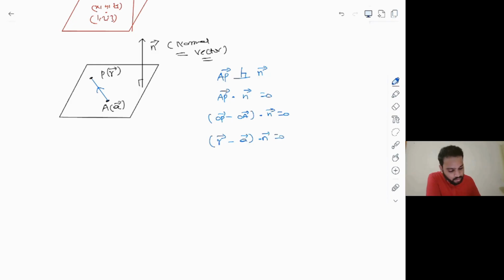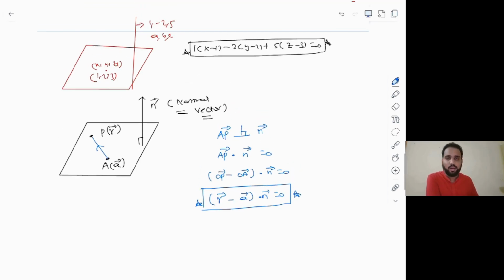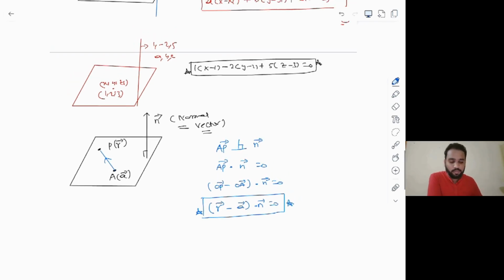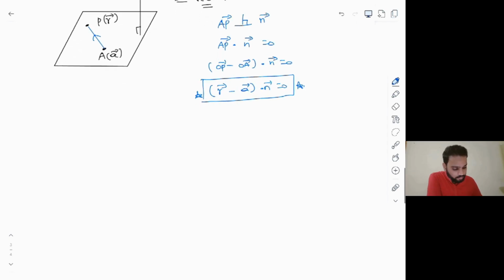And finally, we get the vector form of plane. Okay, the previous one is called Cartesian form and this is called a vector form. And that is R bar minus A bar dot n bar is equals to 0. What is A bar here? It is a given point on the plane. R bar represents any point on that plane and then n bar is the normal vector to this plane here. Okay, so this is the first form of the plane that we should know. Okay, next one.